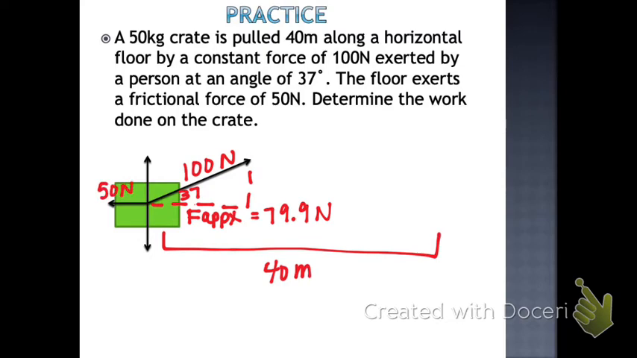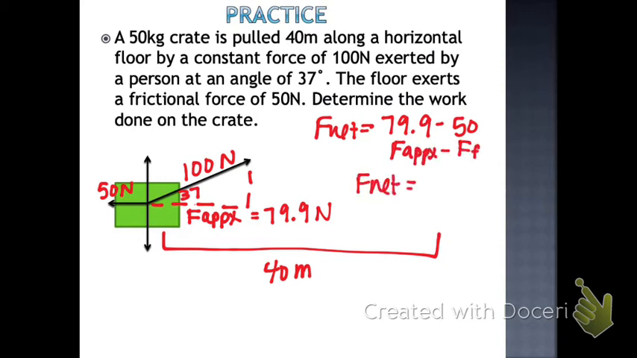All right, then it says that our frictional force is 50 newtons. So that means if I want to find the net force of my system, what would I do? Right, positive minus negative, or force applied X minus the frictional force, right? That gives me a net force of 29.9. Okay, and is that net force horizontal or vertical? That's our horizontal net force.